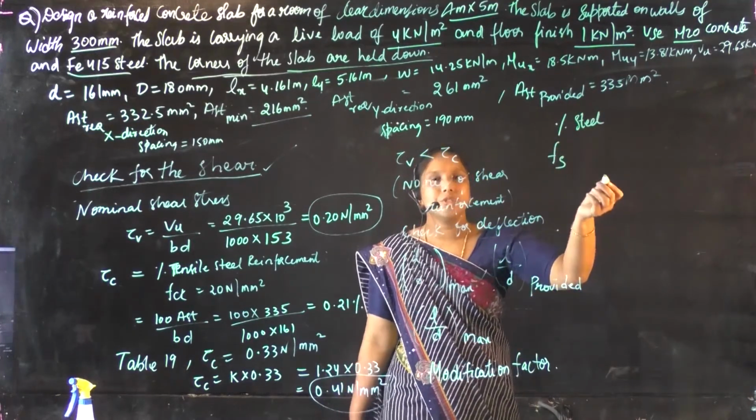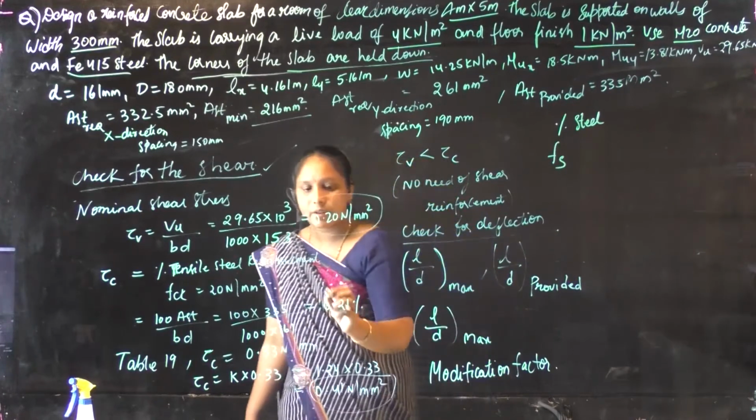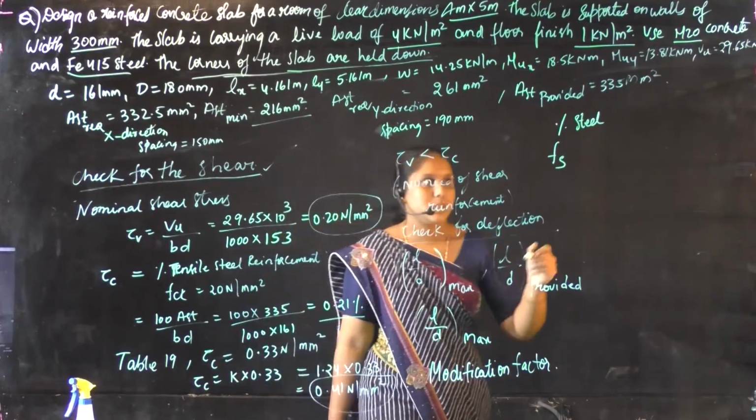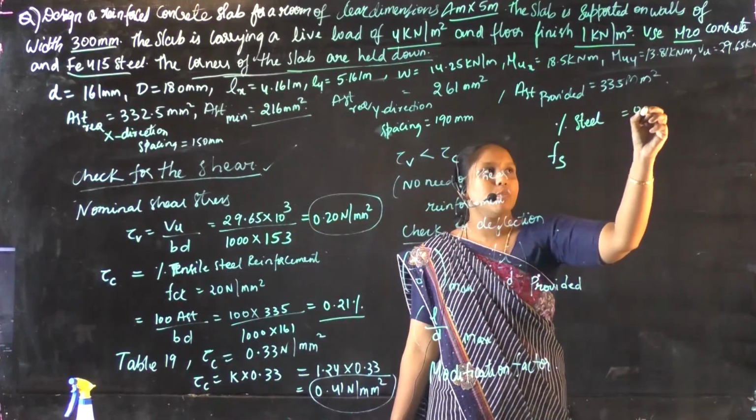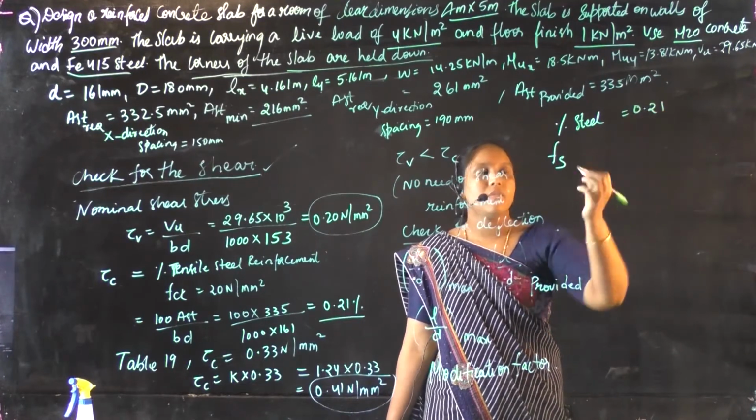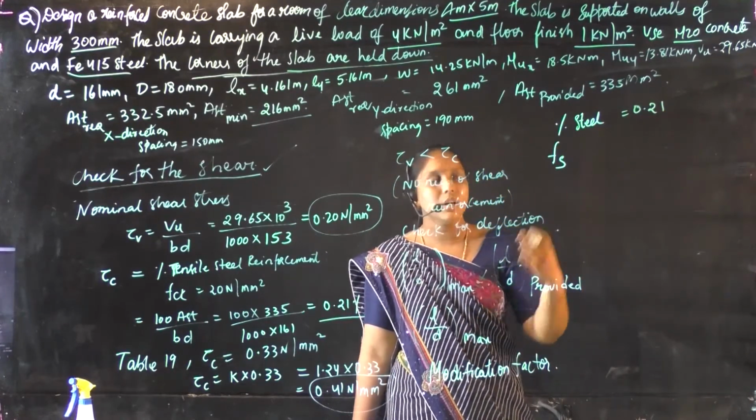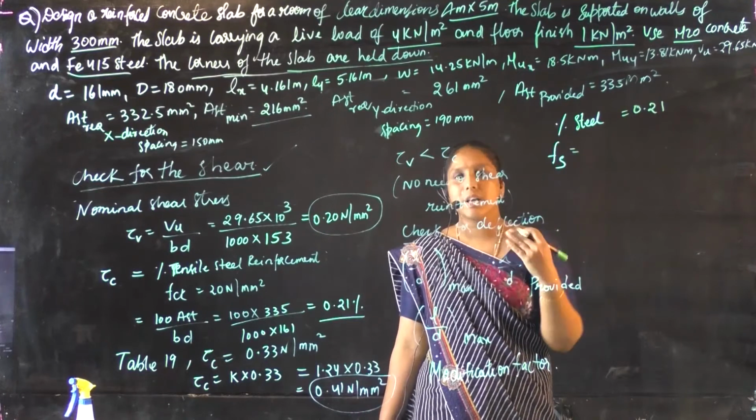The percentage of steel we have already previously calculated, which we have got as 0.21%. So here it is 0.21. But what we have to calculate is the Fs value. So how will we calculate the Fs value?